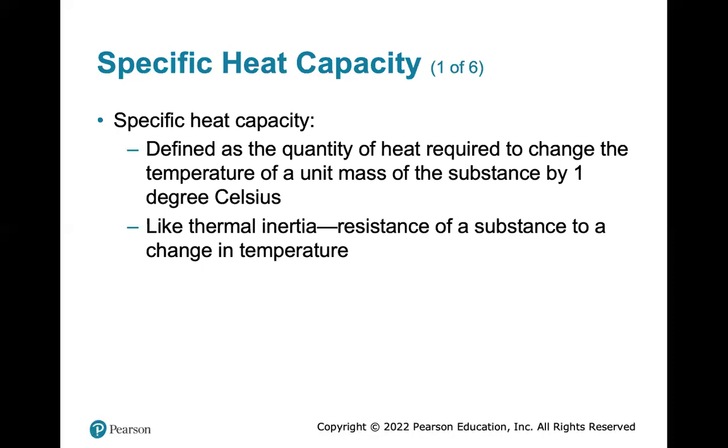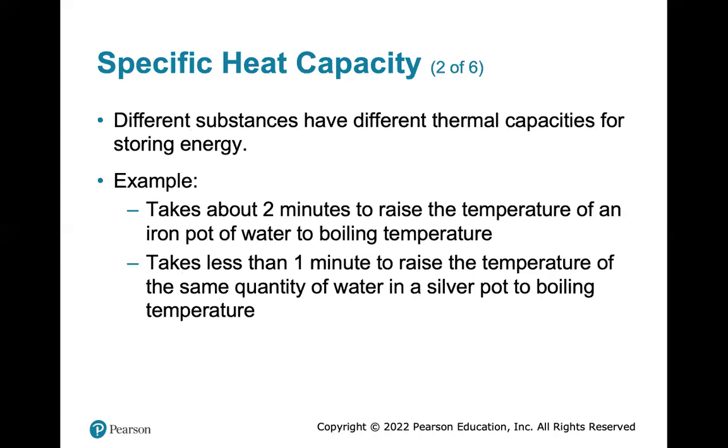You can think of it as like thermal inertia. It's a resistance of a substance to change in temperature. Specific heat is essentially a measure of how thermally insensitive a substance is to the addition of energy. Different substances have different thermal capacities for storing energy. For example, it takes about 2 minutes to raise the temperature of an iron pot of water to boiling temperature. It takes less than 1 minute to raise the temperature of the same quantity of water in a silver pot to boiling temperature.